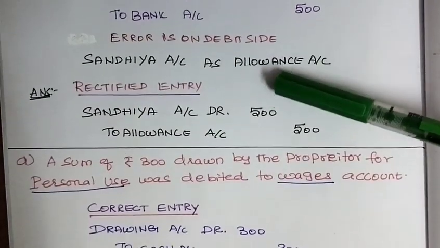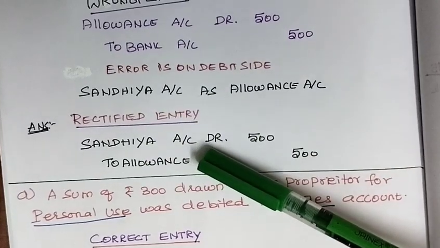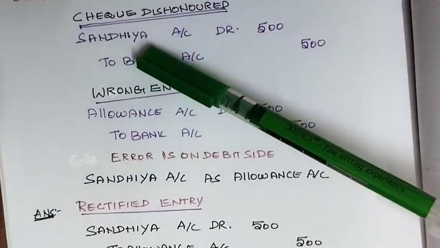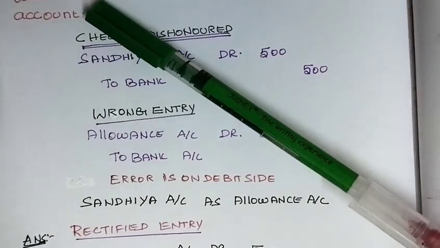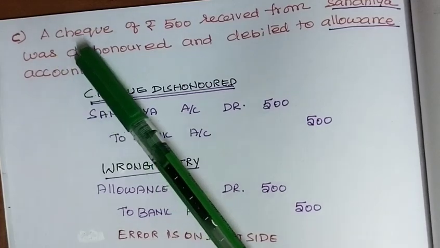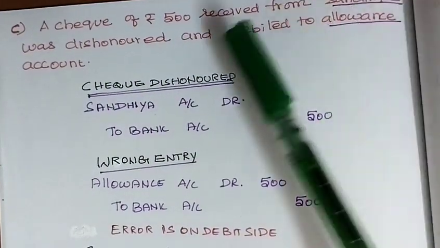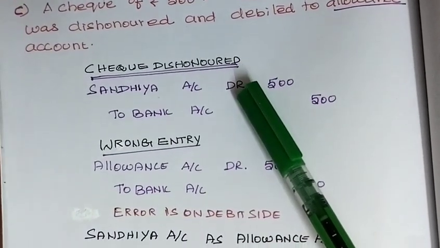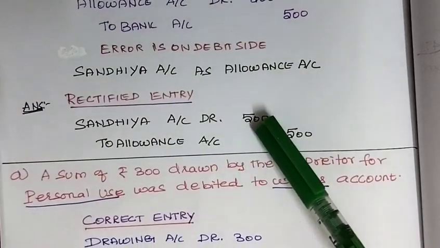Okay. How can we rectify this? First we have to enter the correct account. First always we have to enter the correct account. Which is the correct account? Sandhya account debtor is the correct account because a check of rupees 500 received from Sandhya. So Sandhya account debtor, this is the correct entry. First we have to enter the correct entry. So Sandhya account debtor 500 rupees.